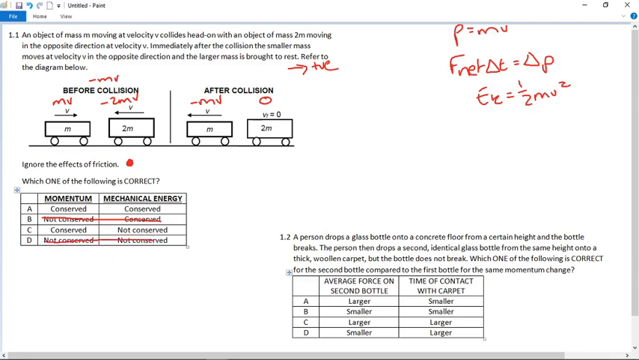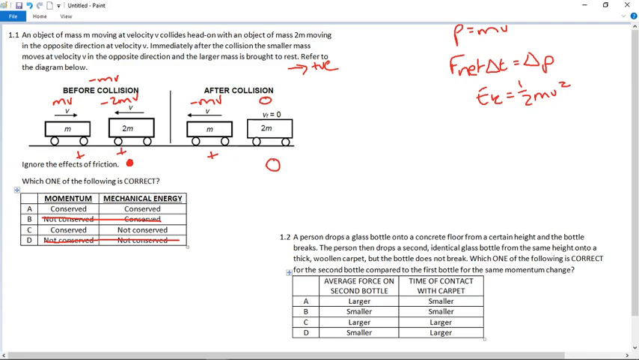Then we need to look at the effect on the mechanical energy. The mechanical energy is the sum of the kinetic and the potential energy, but there's no potential energy change here because they aren't being lifted above the surface of the Earth. So we only need to look at the kinetic energy, which is a half mv squared. The kinetic energy of this is 0. But over here, we've got a half mv squared and a half mv squared. And because both of these have a value of velocity, these will be two positive numbers greater than 0, and this will also be a positive number greater than 0, but this will be 0.